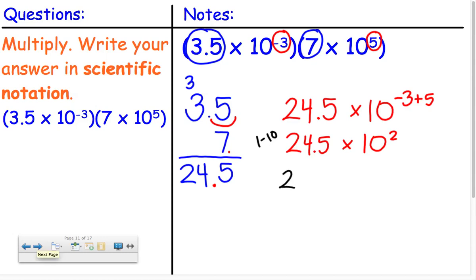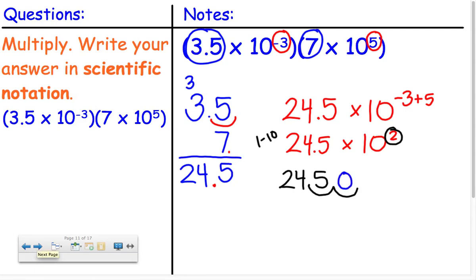I'm going to take my 24.5 and put it in standard form. Putting it in standard form means I need to look at this exponent, which is a 2. 2 is positive, so that means my number is going to get bigger. Bigger means I move my decimal to the right. So we're going to move it 1, 2 spots to the right, and I fill in a 0.